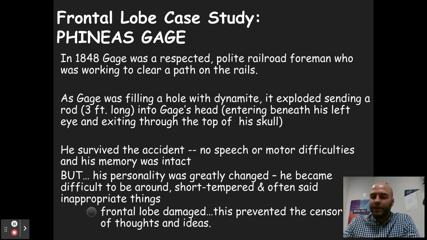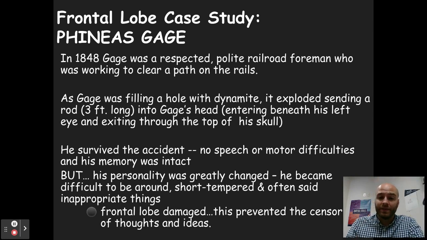But he's known as friendly, good dude. Everyone liked him. And he's filling a hole with dynamite. It was what they called a tamping rod. So this 3-foot long rod that you could pound dynamite into a place that you wanted to clear and blast away so you could build the railroad. Well, it exploded on him while he was tamping down the dynamite. And that rod went straight up into his head, entering just beneath his left eye through his cheek, and exiting through the top of his skull, right?